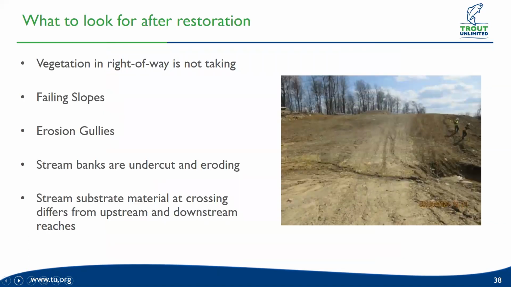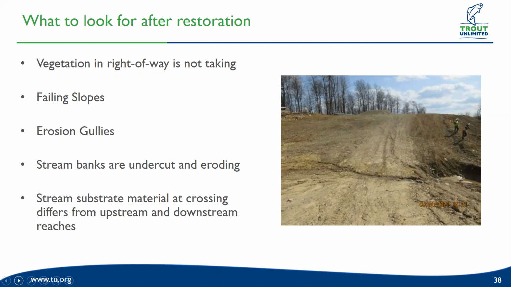So what to look for following construction, you want to make sure that the area has been vegetated. If the vegetation is not at 70%, then that is actually a violation of their permit requirements. You want to make sure that the area is stabilized. If there's failing slopes or erosion gullies, then something is not working properly in their erosion control plan, and they need to update it to address the erosion.